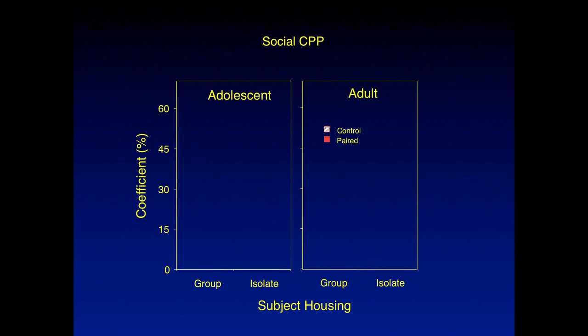What's shown here is a coefficient. Basically, the higher the number, the more they liked that side. And we'll be comparing the paired sides versus the control side. So if they show condition-place preference, the paired should be higher than the control.